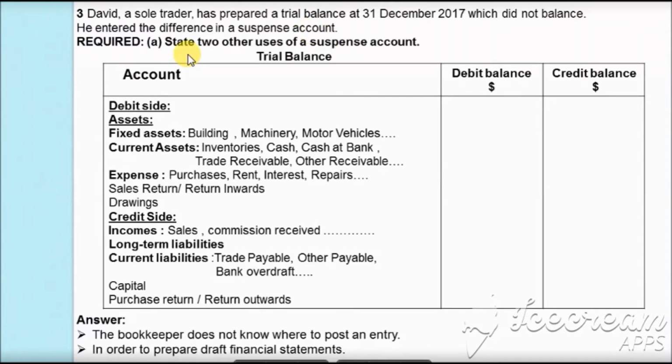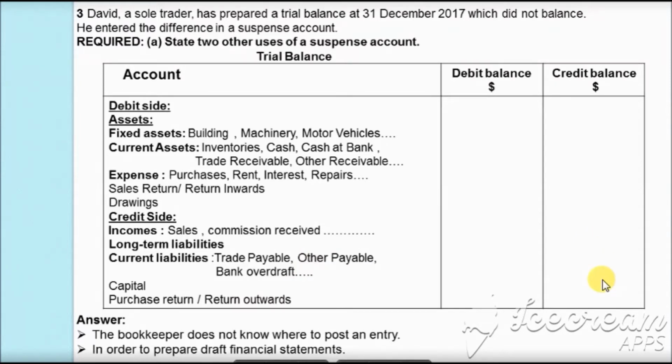In the A bit of the question, we are asked to state two other uses of suspense account. You see, when we make the trial balance, we will mention some of the accounts on the debit side, like assets, fixed assets, current assets, expenses, sales return, which is also called return inwards, drawings, and so on. All these balances are mentioned in the debit balance column, and there may be some credit balances like income, long-term liabilities, current liabilities, capital, purchase return, or return outwards. These all are mentioned on the credit side.